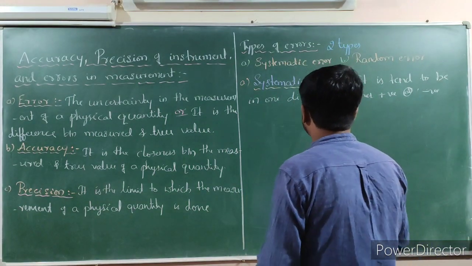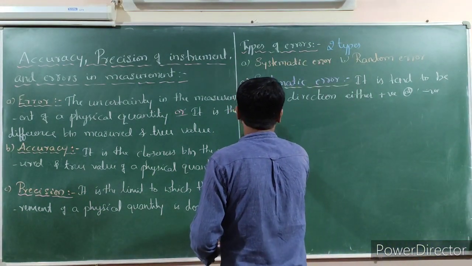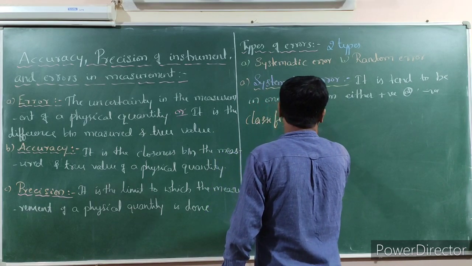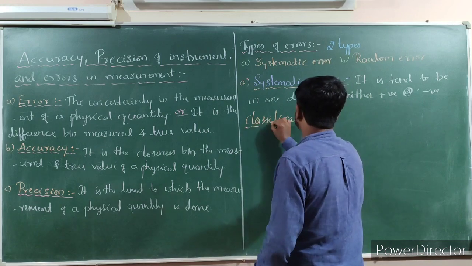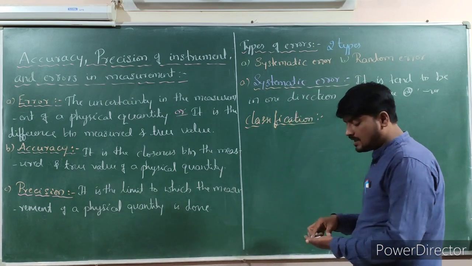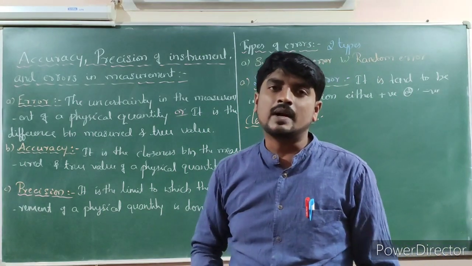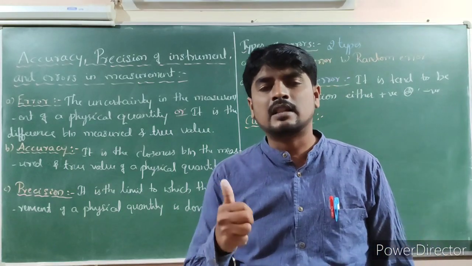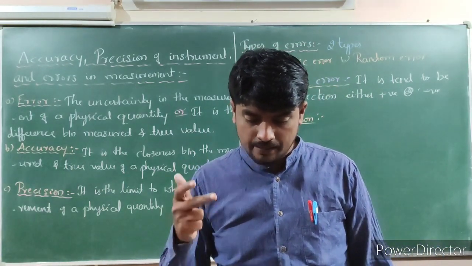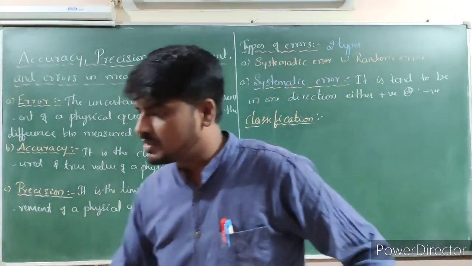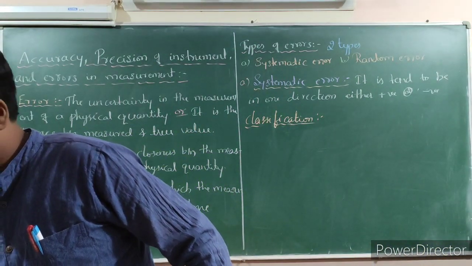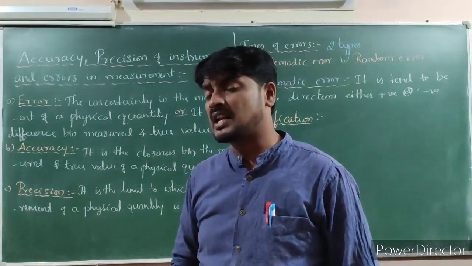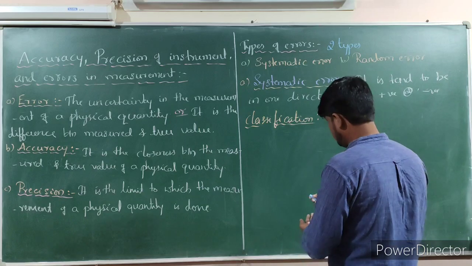Then the systematic error is again broadly classified into three types. So now if you classify this systematic error, again there are three types of errors. One is instrumental error, second one is personal error, and then one more thing, sorry, procedural errors are also there. So let's write one by one.